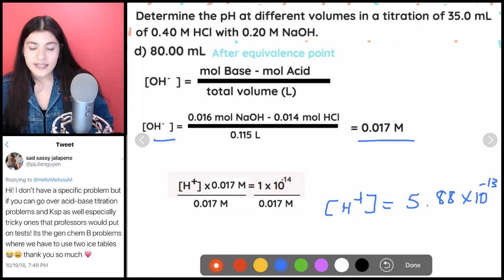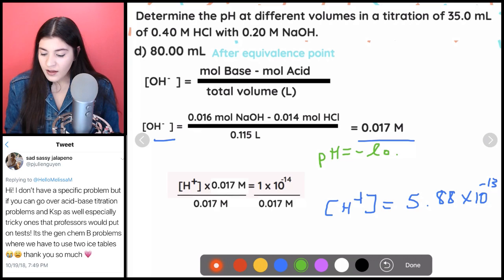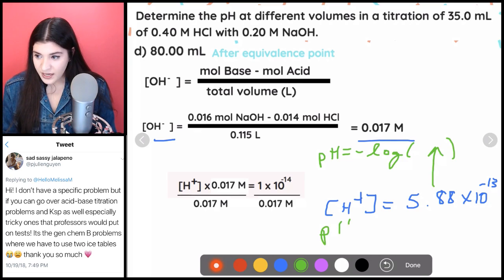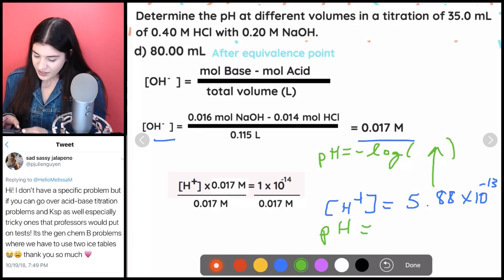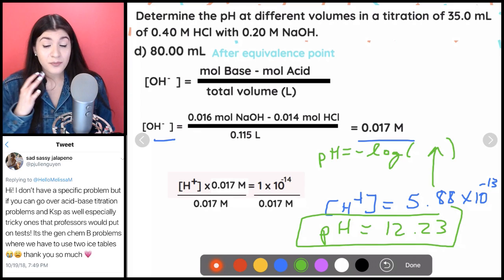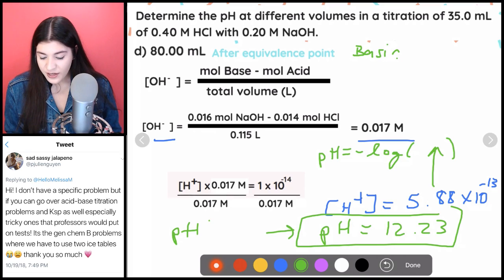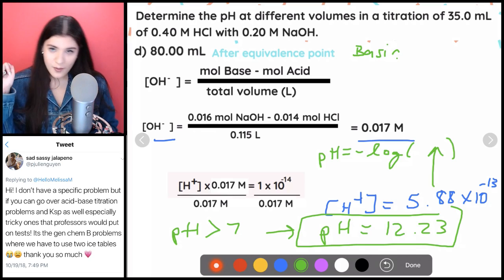And then next, since we have our acid concentration, I'm going to plug it into the formula of pH is equal to negative log of our acid concentration. So I'm going to plug that in here, and then we'll see what that pH would have given us. So when I do that in my calculator, that's going to give us roughly 12.23. And that makes complete sense because it's after our equivalence point, meaning it's going to be more basic. And any pH value that is greater than 7 is basic. So check. Yep, that's right.